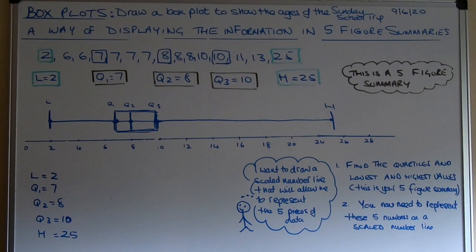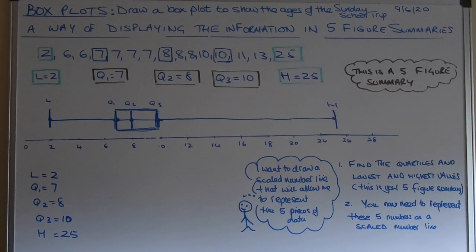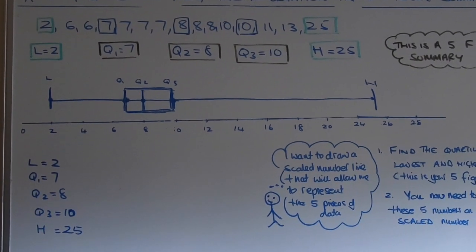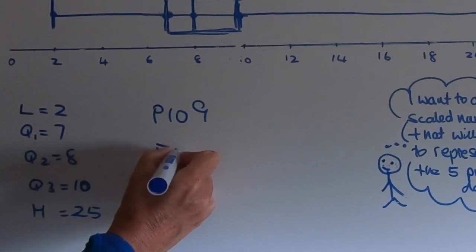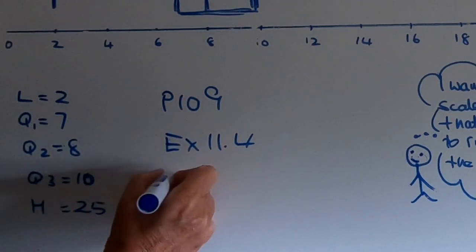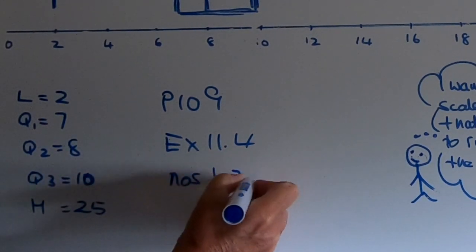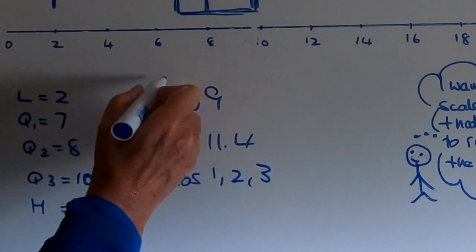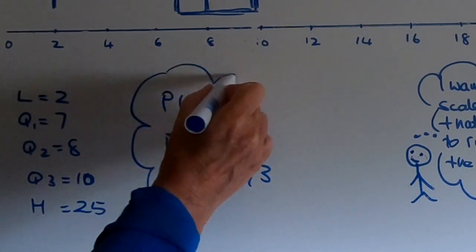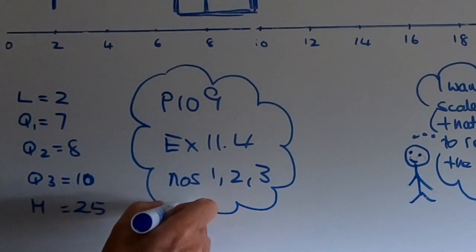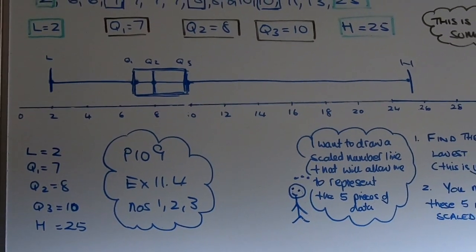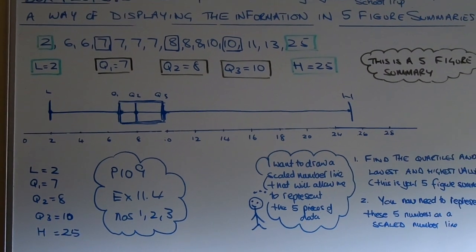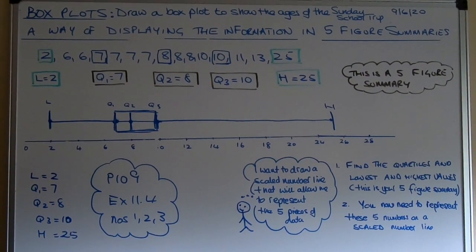Okay, so what I would like you to do today is to take your textbook and do page 109, exercise 11.4, and to do numbers 1, 2 and 3. Okay, so we're nearing the end of this. You really have just to keep working hard so that you're in the right place when we return to school. Okay, so page 109, exercise 11.4, numbers 1, 2 and 3, and you make sure you're working hard. Okay, thank you very much.